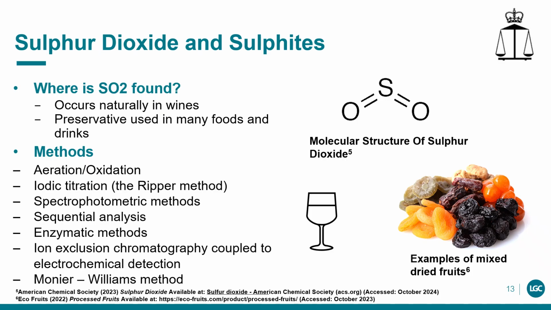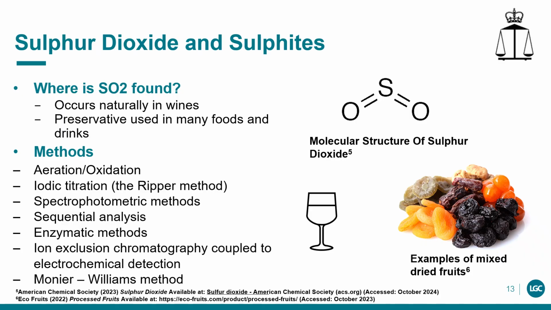The allergen sulfur dioxide occurs naturally in wines and is a preservative used in many foods and drinks. In terms of UK legislation, if it is present above 10 mg per kg, it must be declared on the label. Sulfites can readily be converted to sulfur dioxide and are therefore measured and expressed as sulfur dioxide.